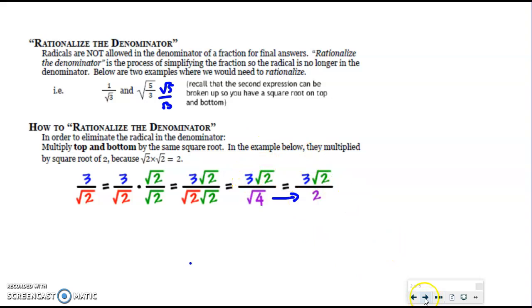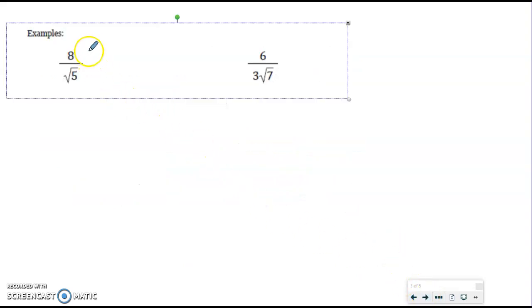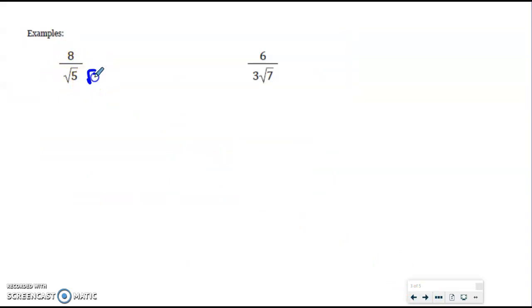So let's look at an example here. Let's look at these two. I've got 8 over the square root of 5. In order to get rid of that square root, I'm going to multiply both the top and bottom by that same value, the square root of 5. So I end up with 8 square root of 5 on top. The square root of 5 times the square root of 5 is the square root of 25, which I know is 5. So I end up with 8 square root of 5 over 5. That's how I get rid of that radical in the denominator.